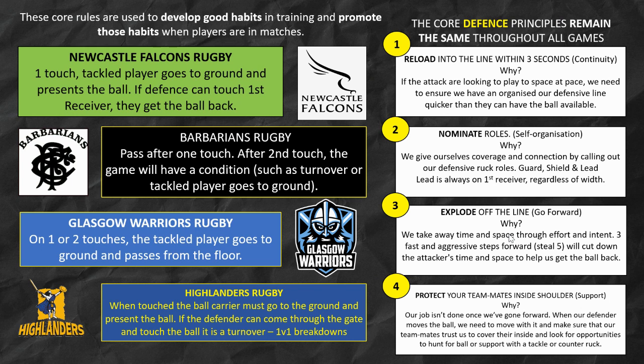So if an attack measurable is 2, 3, 4 second rucks, whatever our level is, and even further down the chain at mini rugby, there's nothing wrong with putting a number on that and saying we want to play quick. Because look, as a club, our overarching principle is speed kills, and that is for attack, defense, counter-attack, transition, everything that you can think of. Our overarching principle is speed kills. So if the attack are looking to play quickly, we need to make sure that we are able to organize quickly.